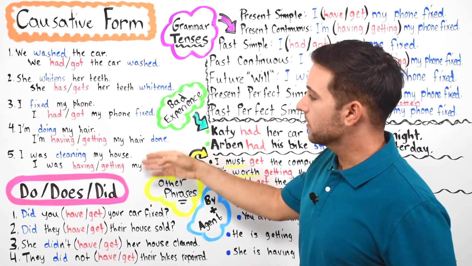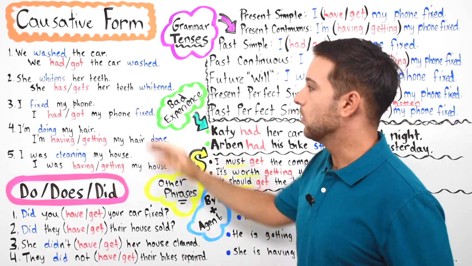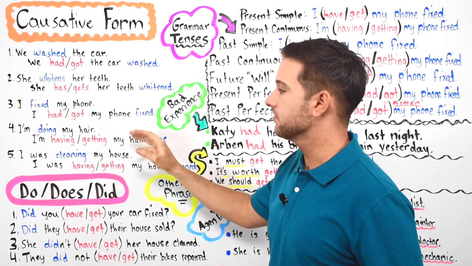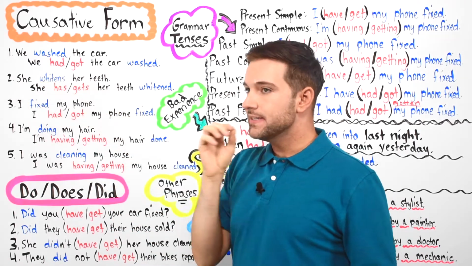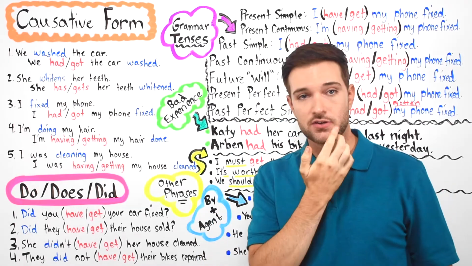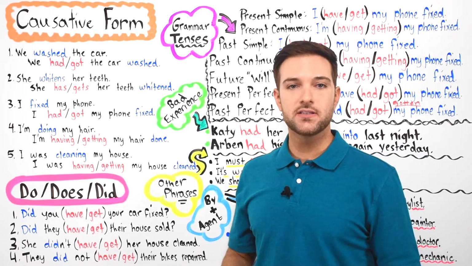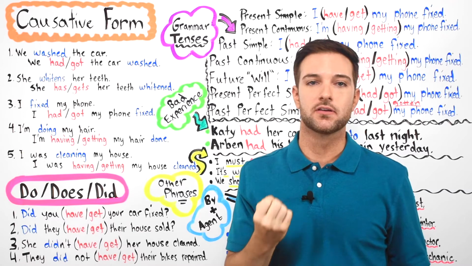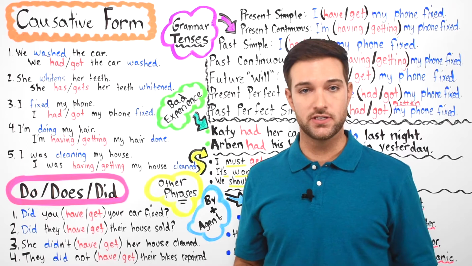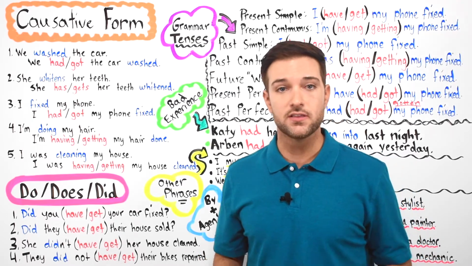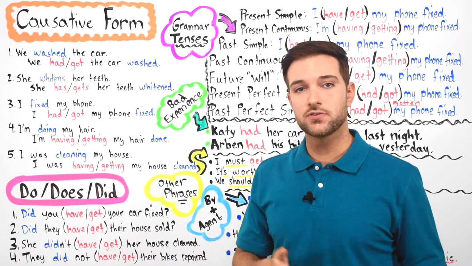Let's look at a few more examples here, side by side, one after the other. Number two, it says, she whitens her teeth. She does something to make her smile brighter, to make her teeth whiter. So she herself whitens her teeth. She cleans her teeth herself. She's not going to a dentist who does it. She herself is the person who does it.